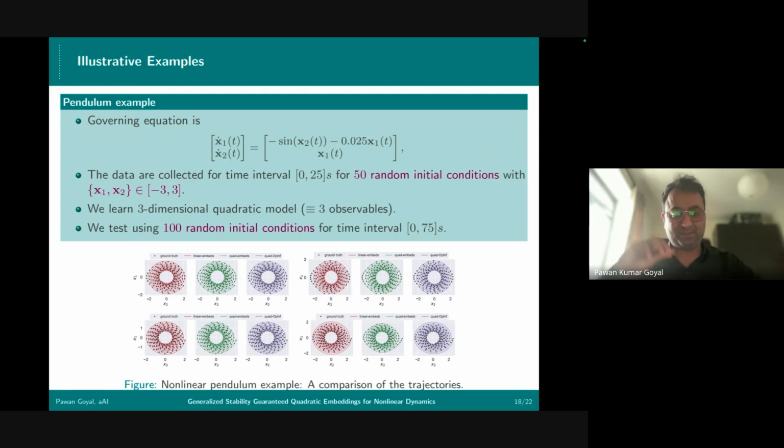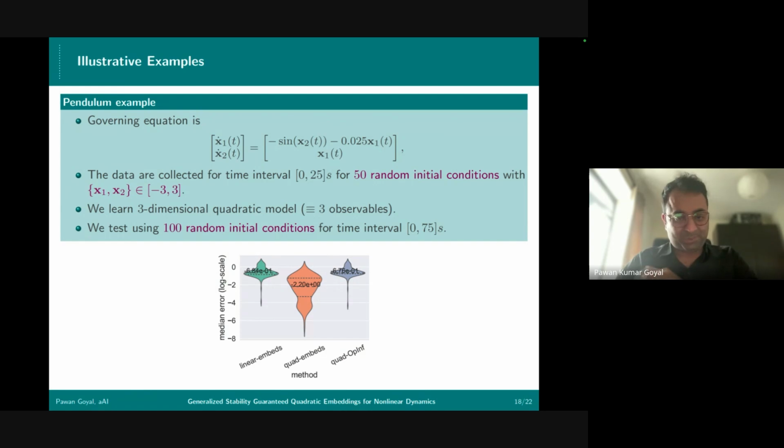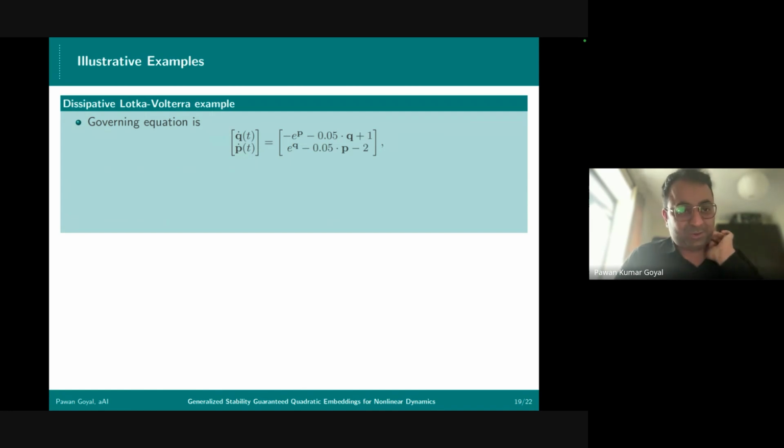But if you relax this from linear to quadratic ones, then we can actually nail it, and we can capture all the dynamics for the different initial conditions very well. If you don't use the autoencoders, and we just try to learn a best-fit quadratic model, then it also fails. So it shows the power of learning the latent representation, which is not linear, but quadratic. Maybe this is a more detailed graph for an absolute median error, but we also see in the quadratic embeddings, when we enforce the stability and then learn a quadratic system instead of a linear one, we can do much better. The second example is the dissipative Lotka-Volterra, which also has a continuous spectrum.